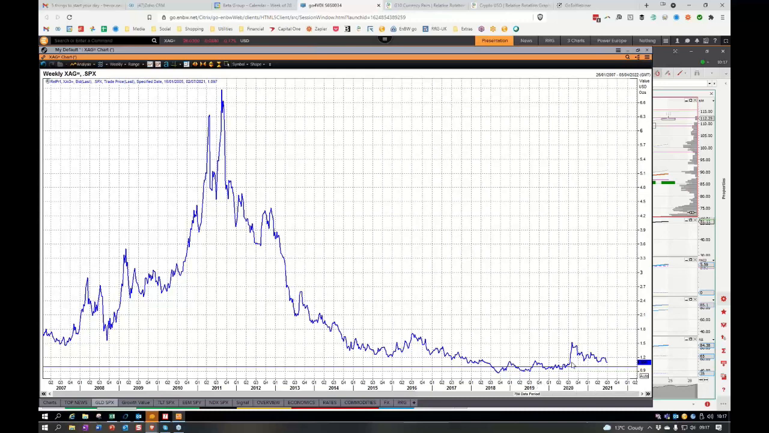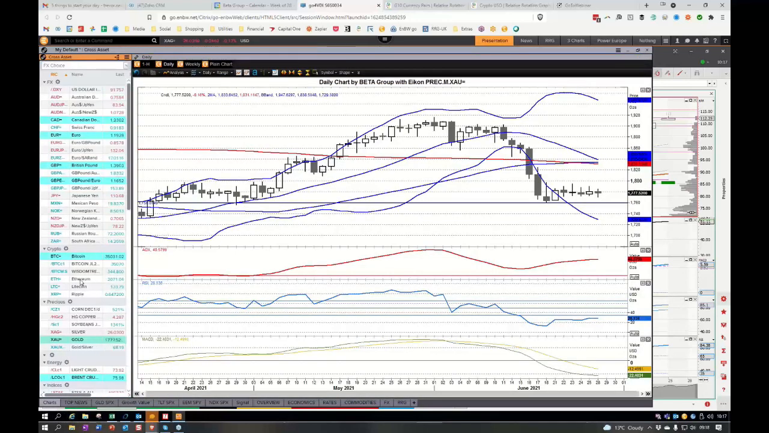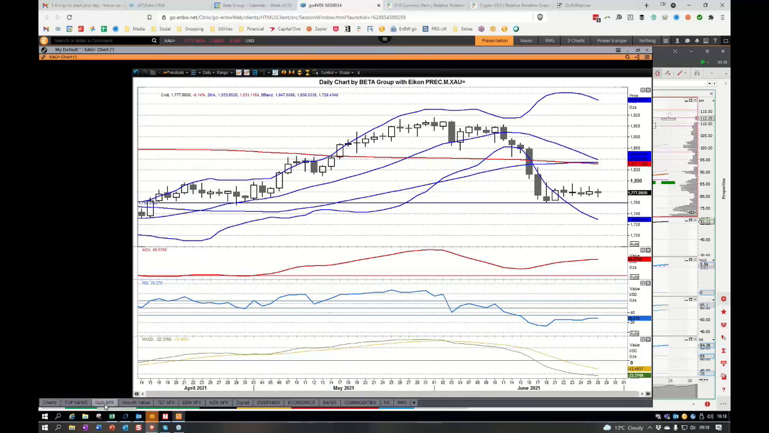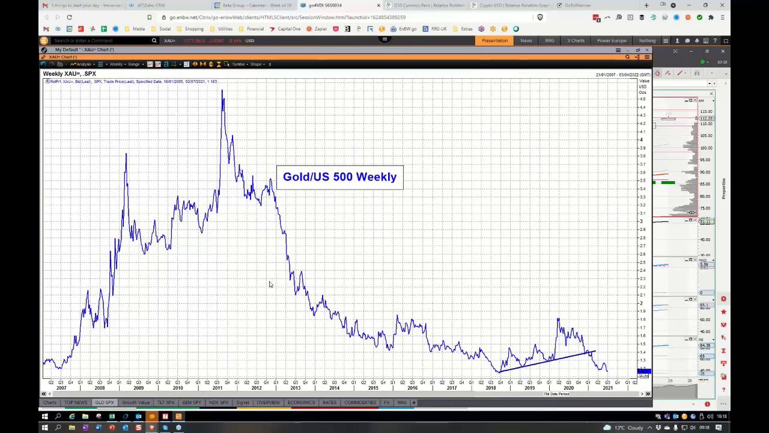So testing it here. Something's wrong with my chart. Just bear with me a second. What has happened here? Yes, that was silver versus the S&P.